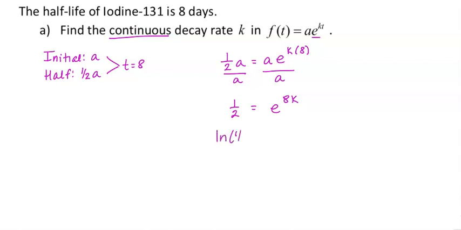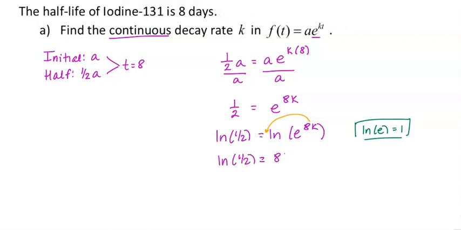So the natural log of 1/2 is equal to the natural log of e^(8k). When we're solving an exponential equation, we can use the inverse operation, logs, applying that to both sides of our equation. Our properties of logs allow us to take this 8k and move it out of the exponent out in front as a coefficient, and then we'll use the definition that the natural log of e, log base e of e, is always equal to just 1. So we have the natural log of 1/2 is equal to 8k times 1, and then dividing both sides by 8, we have that k is equal to the natural log of 1/2 divided by 8.